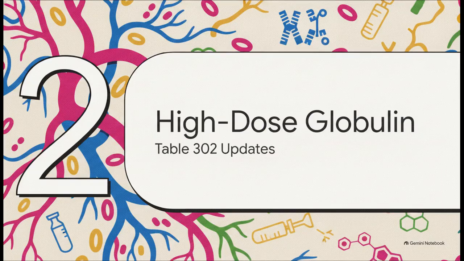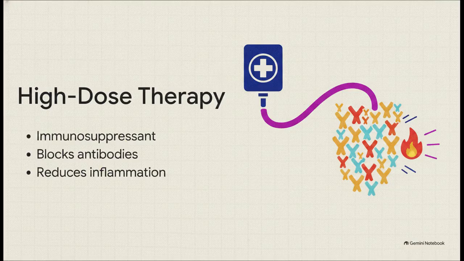Moving right along to Section 2, High-Dose Immune Globulin and the Table 302 updates. So we're looking at Table 302, which covers administration, circulatory, transfusion. But to code this accurately, we really need to understand the clinical picture first. High-dose immune globulin, or hdIVIg, is a totally remarkable FDA-approved IV therapy. It uses concentrated antibodies, specifically IgG, collected from literally thousands of human donors.